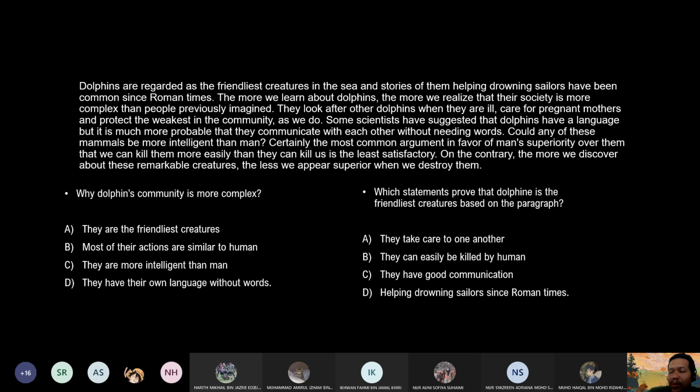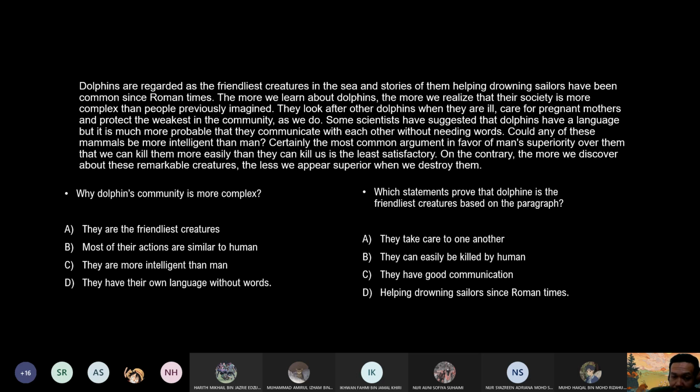But the way they explain, they look after other dolphins when they are ill, care for pregnant mothers, and so on. That is a human lifestyle. So of course, human lifestyle is complex and complicated, and it exists in the dolphins' community. So I would say B. Other animals like chimpanzees are friendly and intelligent with their own language, but their actions compared to humans are quite complex.